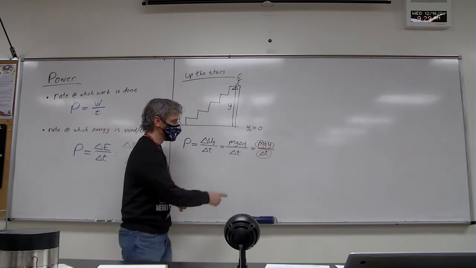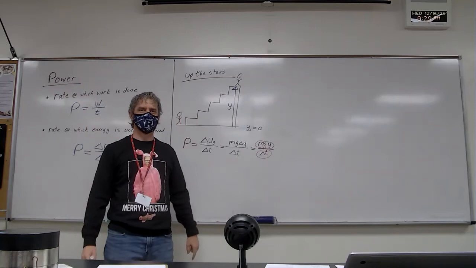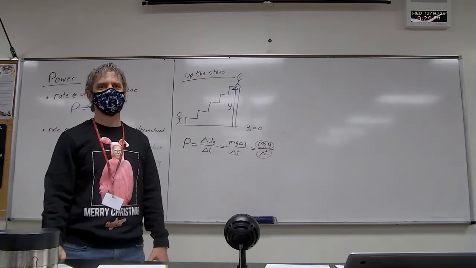As delta T goes down, meaning I got to the top of the stairs faster, the time interval is smaller. When I divide a number by a smaller number, I get a bigger number. So the power output, even though you're doing the same amount of work, for the person that gets to the top of the stairs faster is going to be larger. And that requires larger muscles, stronger muscles.